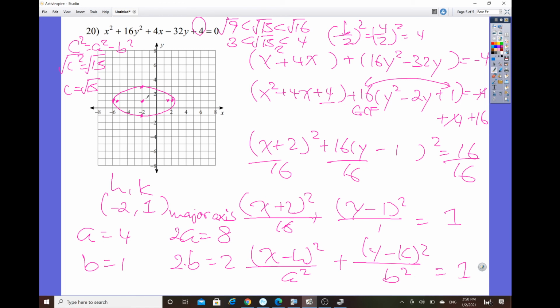So the way to identify the foci, the value of h is negative 2, so negative 2 plus root 15, comma, the value of k, 1. And then over here to the left, negative 2 minus root 15, the irrational number, nothing we can combine, comma 1. And then for the rest of the major axis and the minor axis, you can always state the endpoint with the xy coordinate.